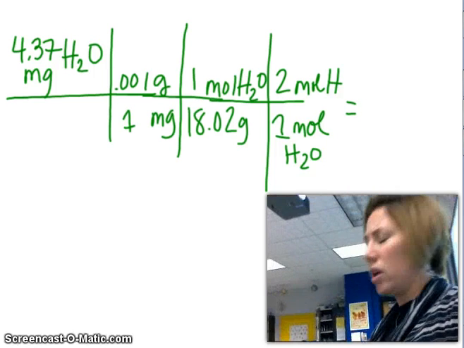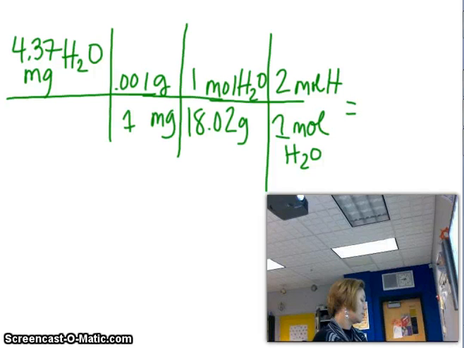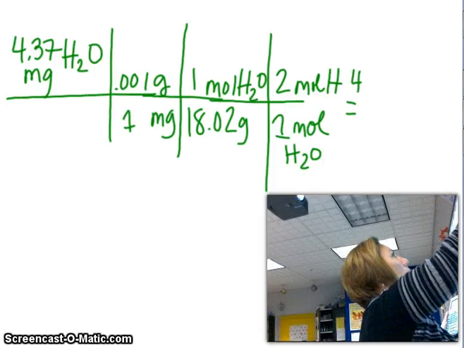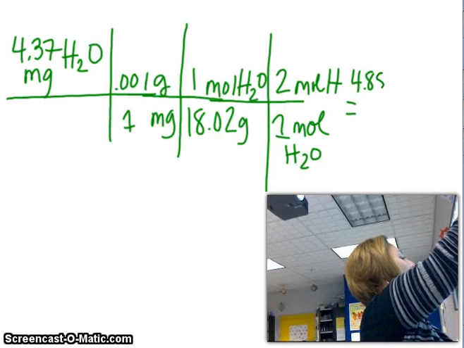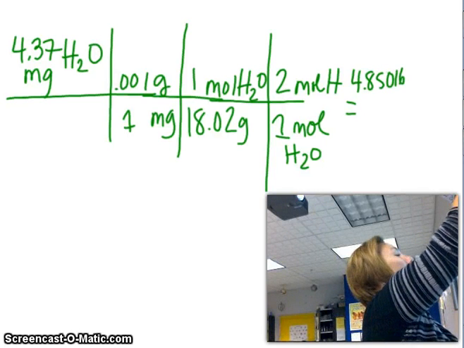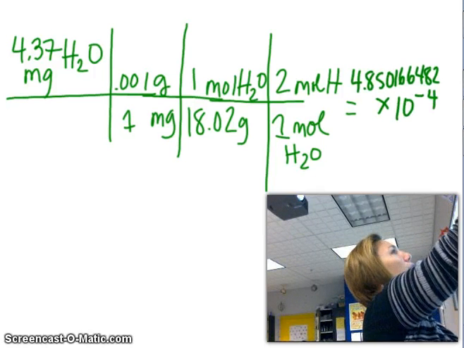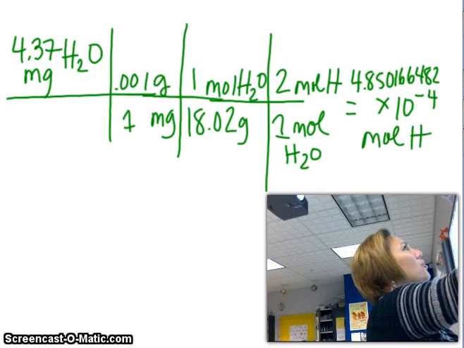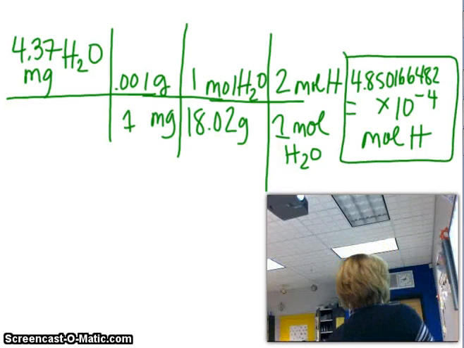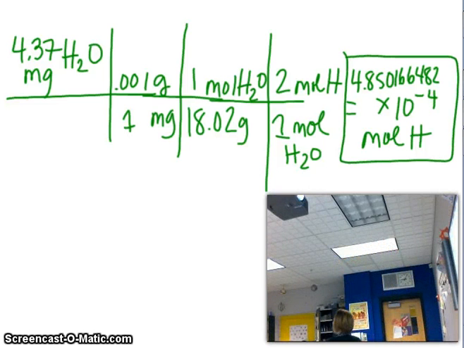What'd you get this time, Will? 4.850166482. Good. Times 10 to the negative 4th moles of H. There's our second element's number of moles, right? The whole goal is to get moles of C, H, and O. We've got C and H. So everything else that we do is to get the moles of O.